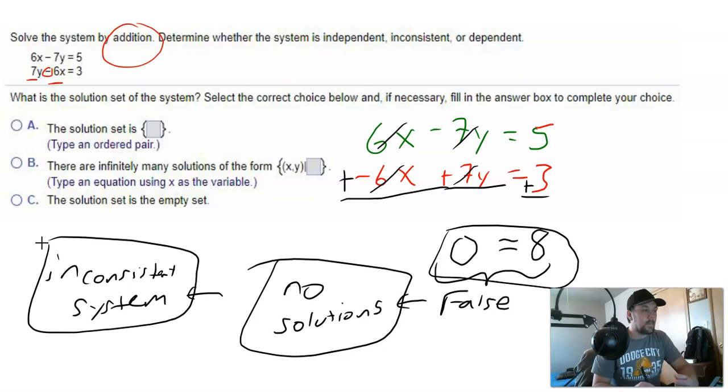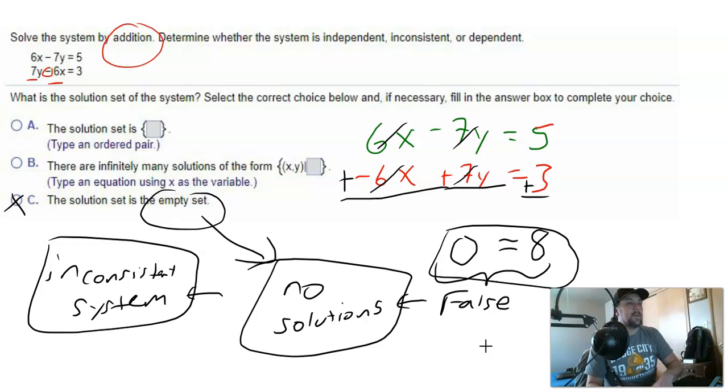All right. And so I'd mark C. Now, they don't say no solution here, but empty set is the same thing as no solution. So they use a little bit of a different descriptor there, but it means the same thing.